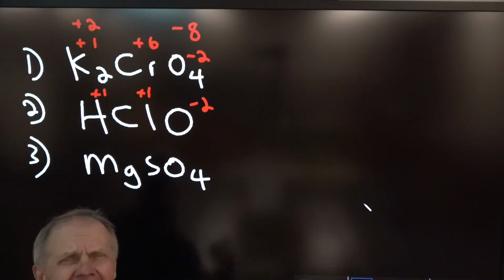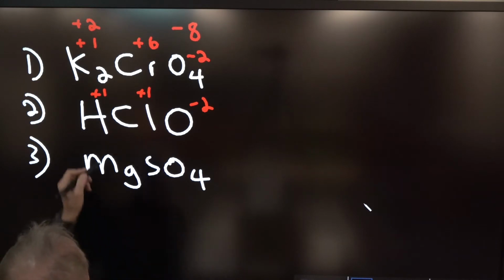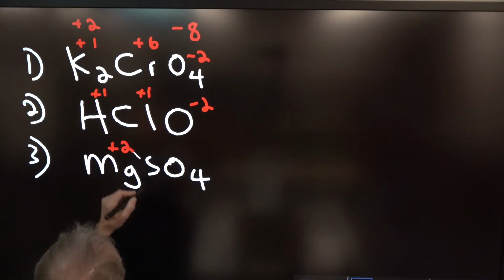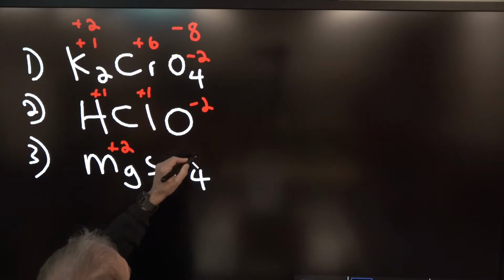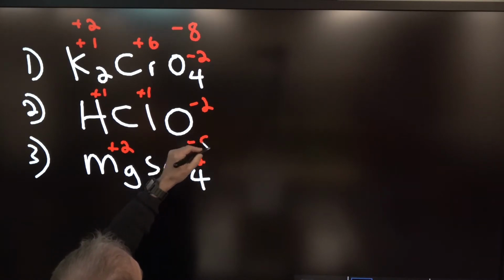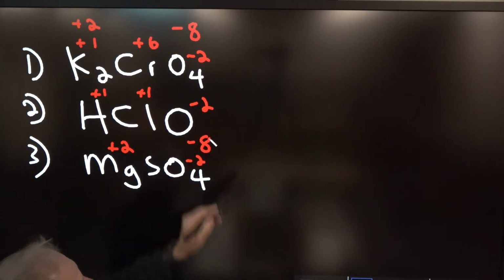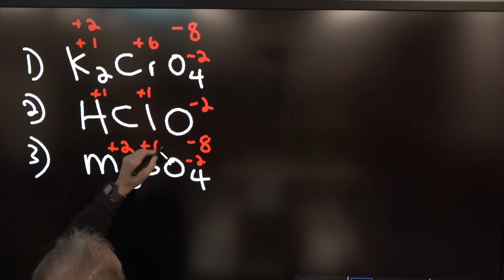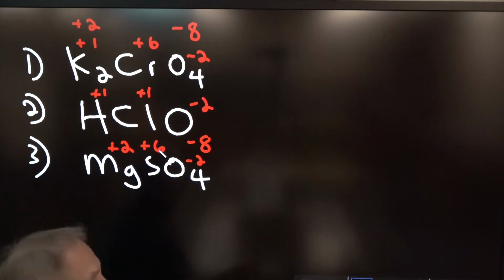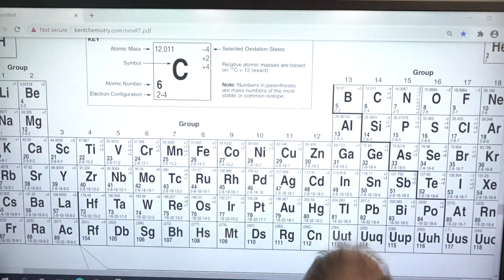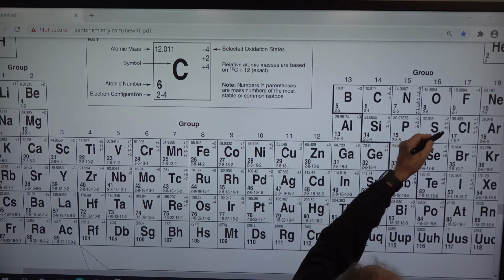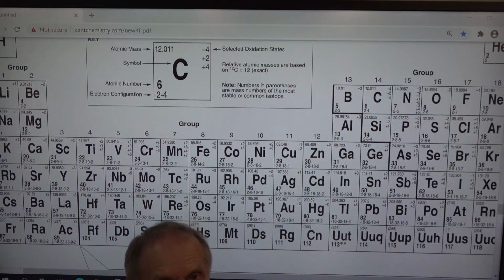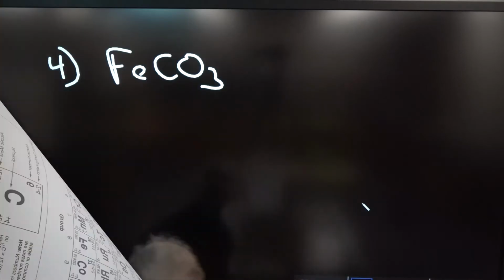MgSO4. Magnesium's in group 2, can only have a +2 oxidation state. O, -2, that total is a -8. So I have a +2 and a -8 to equal 0. Sulfur's got to be a +6. So we better check it out to make sure it is. Does sulfur have a +6? Yes, right there. Sulfur has a +6, so that's good.